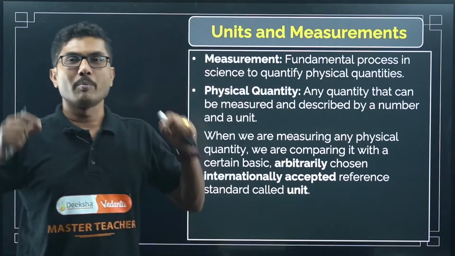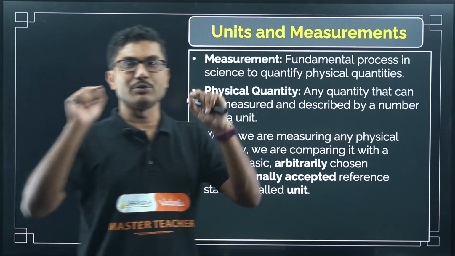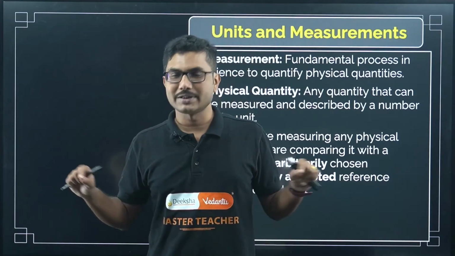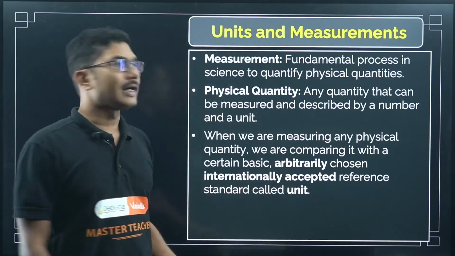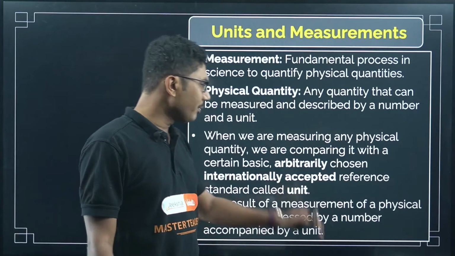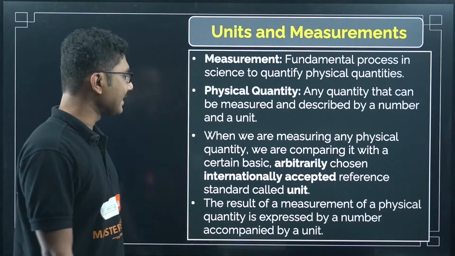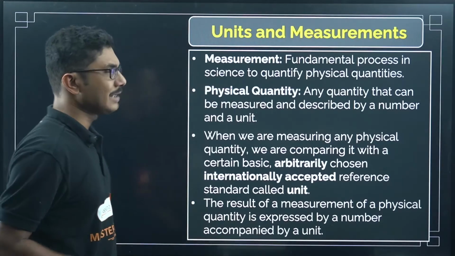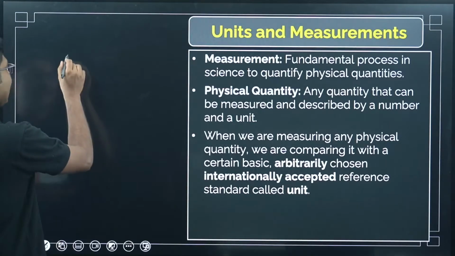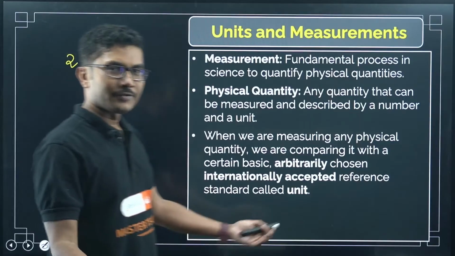There is no proper reason why we chose this to be 1 kilogram or this to be 1 foot. There is no such reason, and that's why it is called arbitrarily chosen. The result of measurement of a physical quantity is expressed by a number accompanied by a unit. As I said, if I write just like this, say 2, what is the meaning of that?